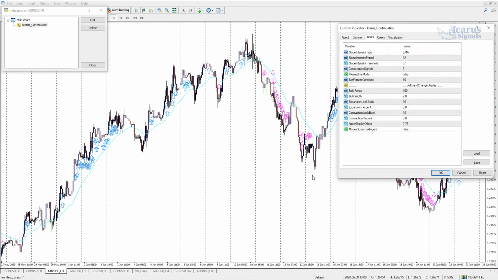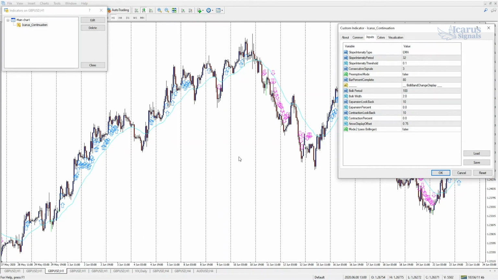This is why we've developed the Icarus Signals Boliband Change Display, and it helps us to better view when the bands are contracting or expanding. Obviously, with the reversals indicator, as the Bollinger Bands are continuing to contract, the Icarus Signals Boliband Change Display Indicator is going to visually represent the point at which those bands are compressing. And any of the signals that appear within that field are going to be regarded as a much more high probability trade.